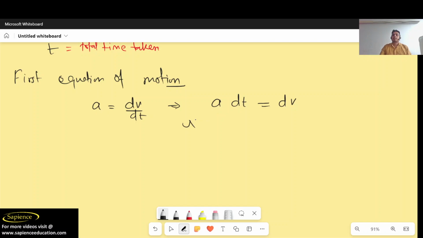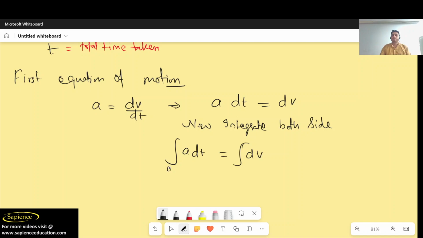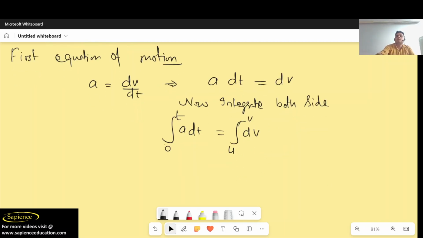Now integrate both sides. If you integrate both sides, what will happen? Integration of a dt will be equal to integration of dv. Now its initial time will be 0 if time starts from 0, and the final time is t. If the initial velocity is u and the final velocity is v, then we need to integrate this.